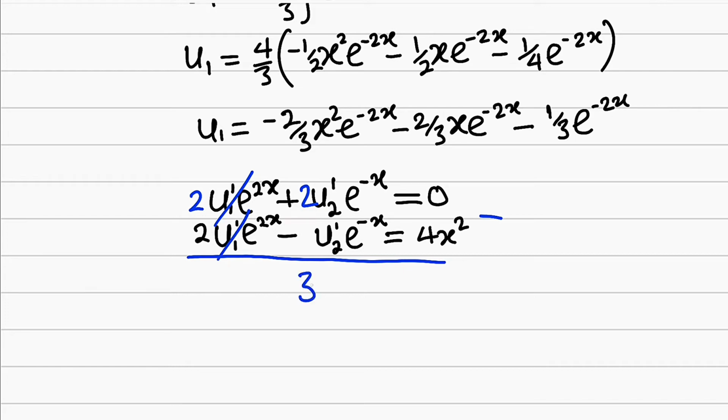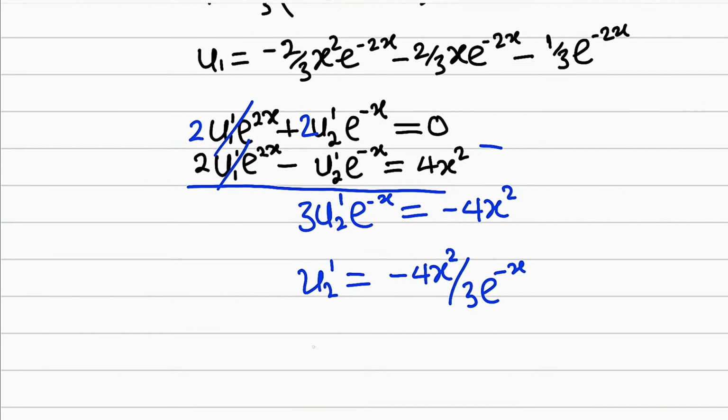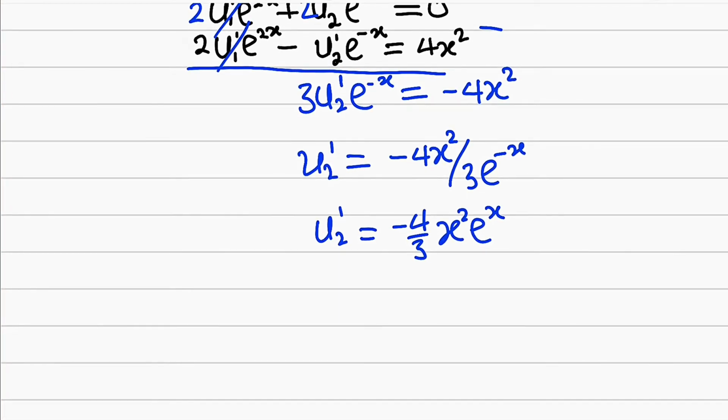We have 3u2 prime e to the negative x equal to 0 minus 4x squared, which will be negative 4x squared. u2 prime will be equal to negative 4x squared divided by 3 e to the negative x. u2 prime will be equal to negative 4 over 3 x squared e to the x, if you take e to the negative x to the numerator. Now we are going to integrate both sides to find u2.